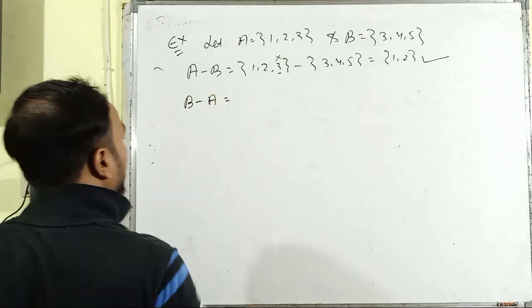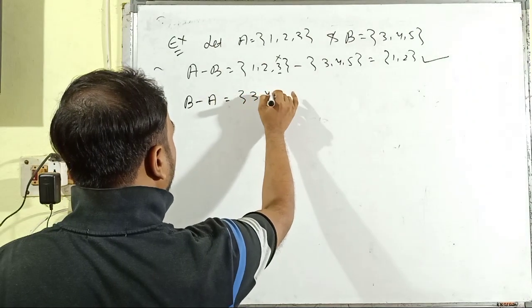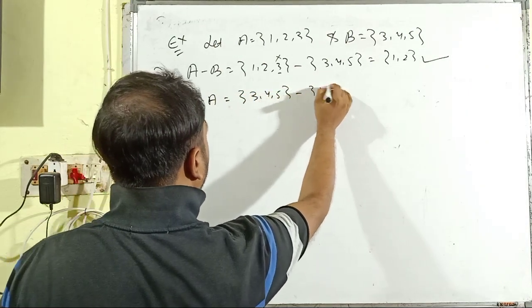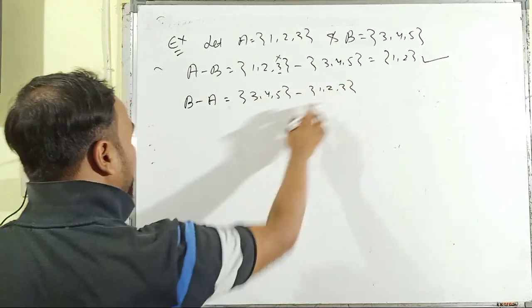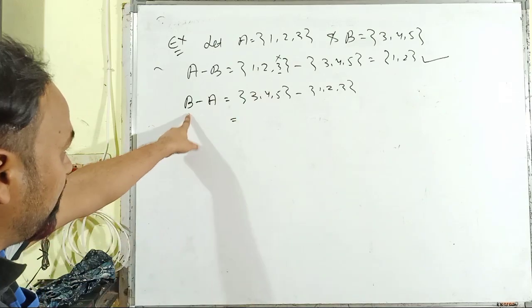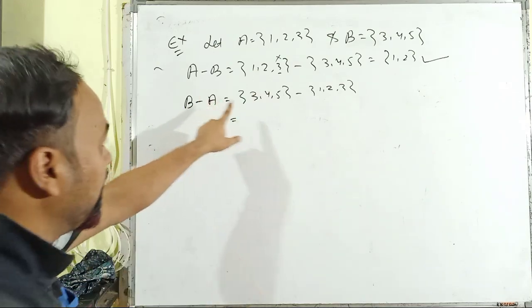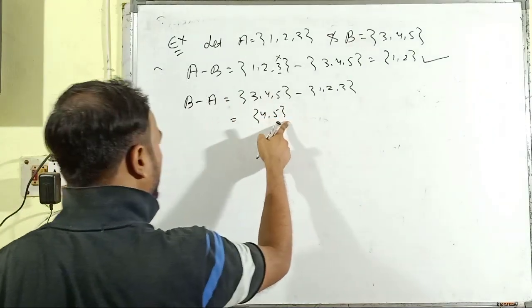Similarly, finding the set B − A, it will be {3, 4, 5} − {1, 2, 3}, and you can see that the element 3 is common to both B and A. We just have to find those elements which are present in B but not present in the set A, and those elements are 4 and 5. So the set of the elements 4 and 5.